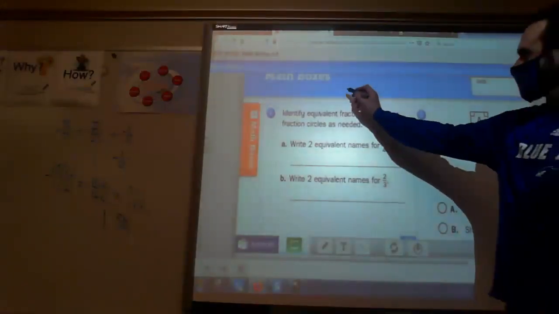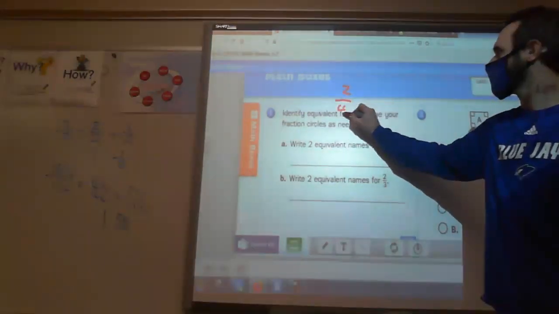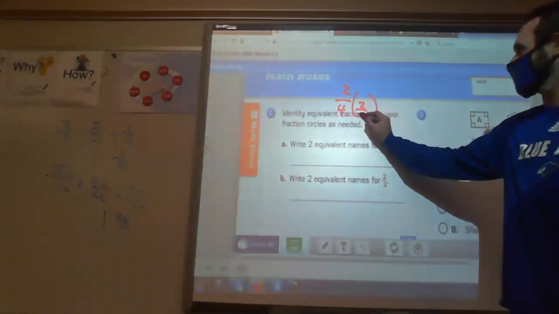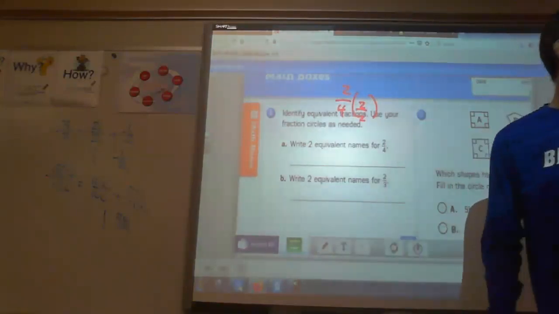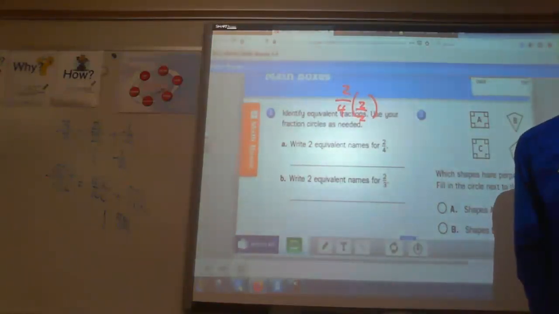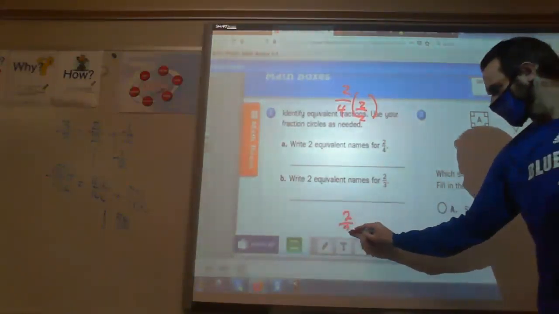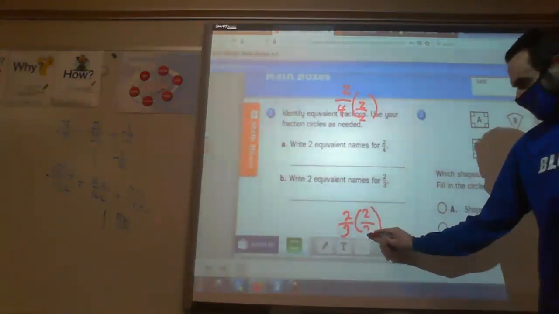I take that and somewhere up here I would write, probably not with blue. This is the easiest way to do it. 2 times 2, 4 times 2, and you should get an equivalent fraction. Right? Same thing down here. 2/3. Whatever you do to one, you got to do to the other.